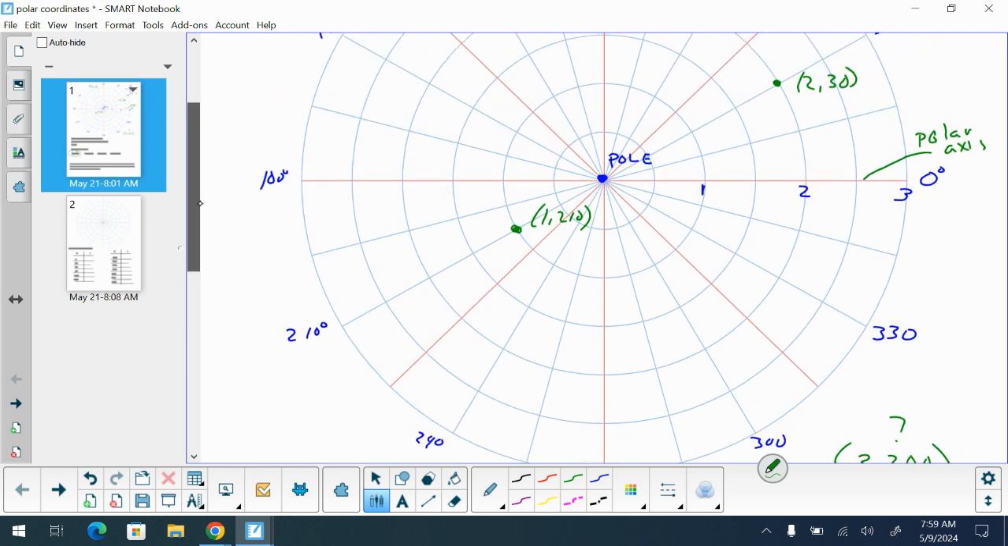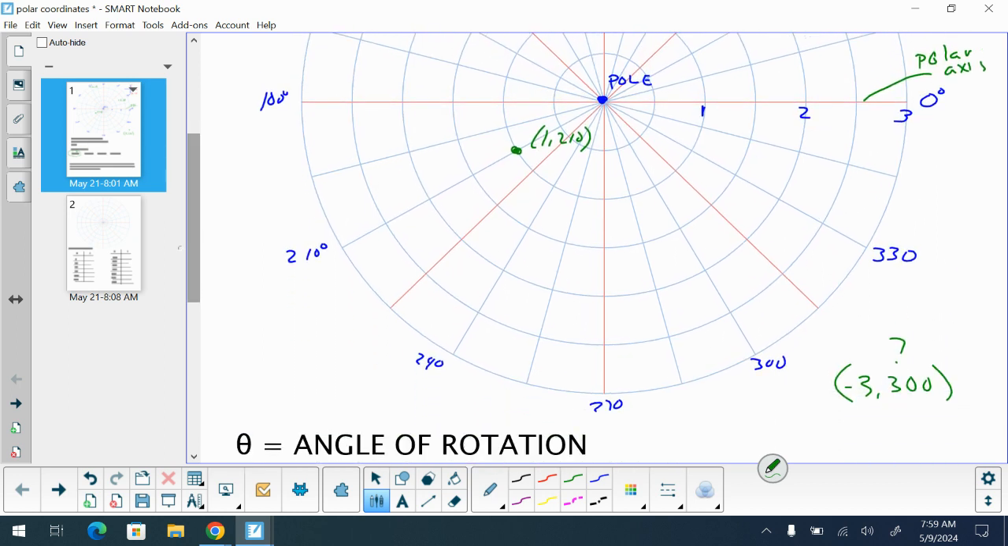Well, let's take a look. If I plotted the ordered pair (3, 300), that means I'm going to rotate all the way around to 300 and go out 3 units. So this would be the ordered pair (3, 300). I go out 3 units on my line of 300 degrees. Okay, that's easy. But the question is, what happens when we throw the negative in there? Well, mathematically, we could say this is a -3, or we could say this is the opposite of 3. Well, let's look at what happens.